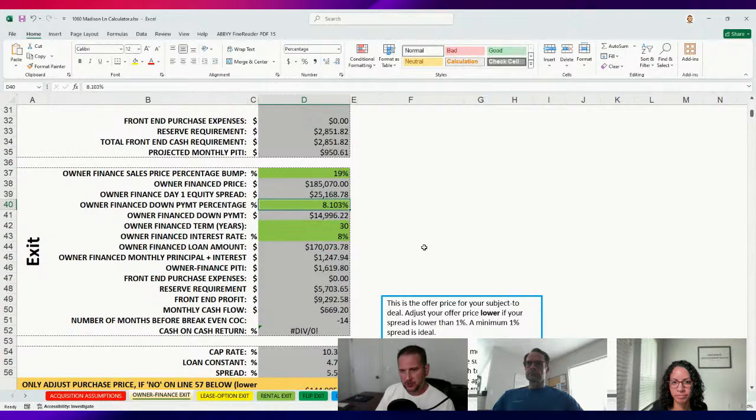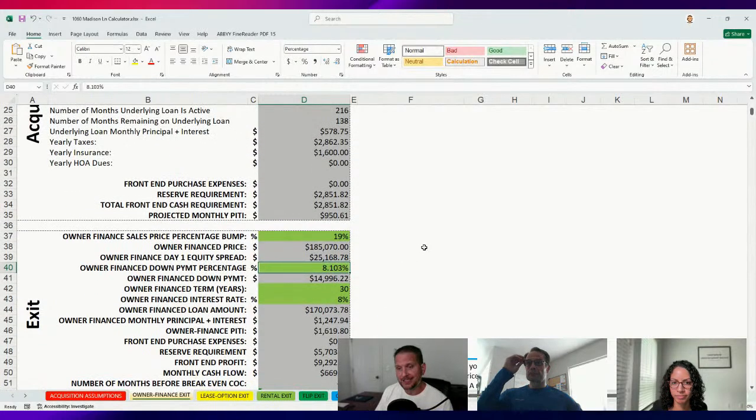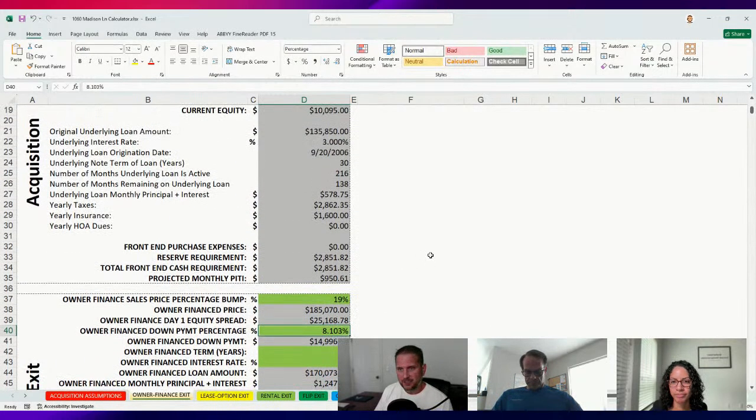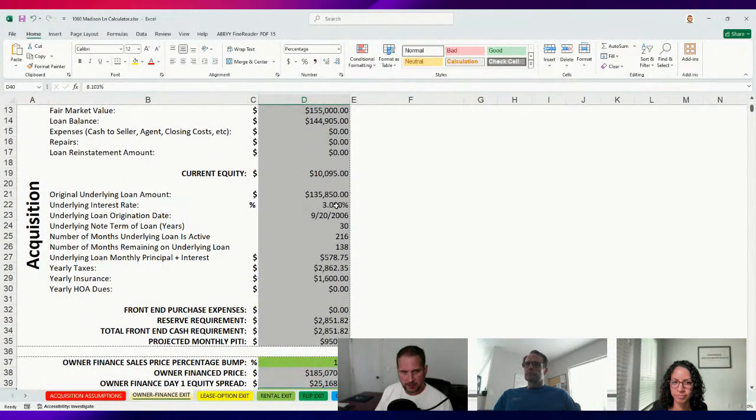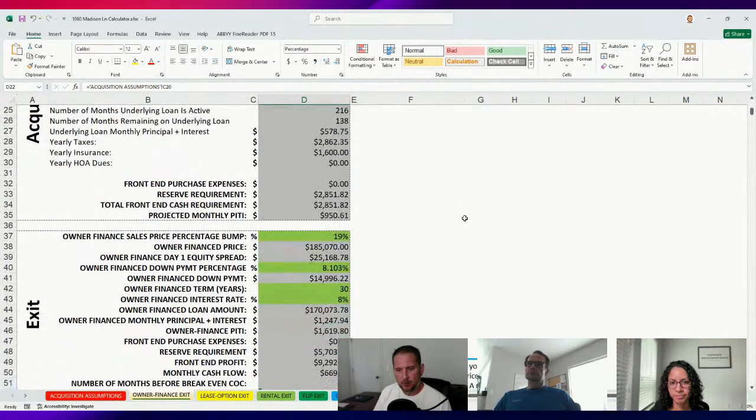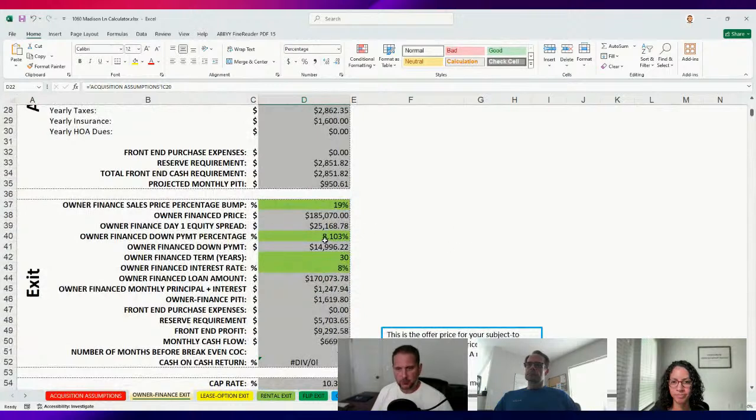What we want to be able to do is what we call arbitraging interest rates. We can see that the interest rate on the original underlying loan is 3%. So what we want to do is there's a combination of things going on here. We want to create an interest rate for our buyer that puts them in a position, number one, where they can be successful.